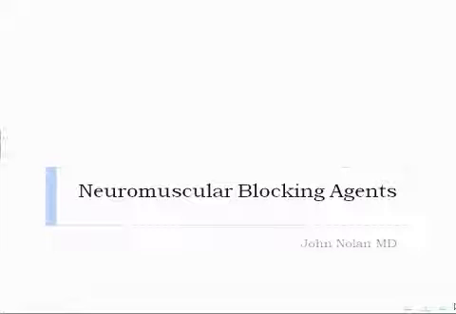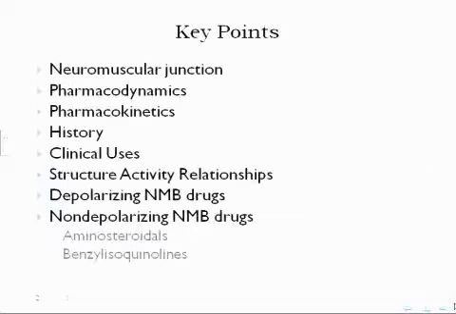What we're going to do with this discussion is first go over some of the basics, go over the neuromuscular junction once again, then talk a little bit about pharmacokinetics, go very briefly into the history, clinical uses, and some structure-activity relationships with these medications. Then we'll split it up into depolarizing and non-depolarizing agents. The non-depolarizers will be broken down into the two family groups, the aminosteroidals and the benzoisoquinolones.